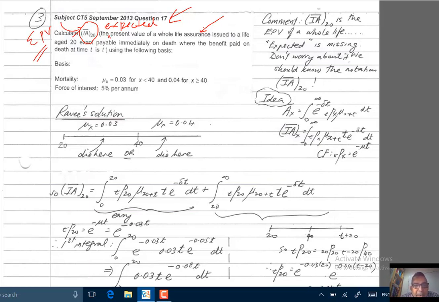Good. The basis, mortality mu x is 0.03 for x less than 40, and 0.04 for x bigger than or equal to 40, and they've given me the force of interest. Delta is 5% per annum.